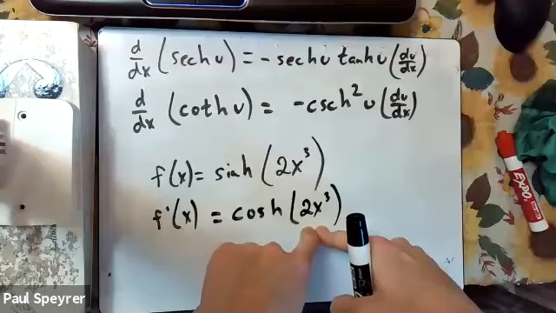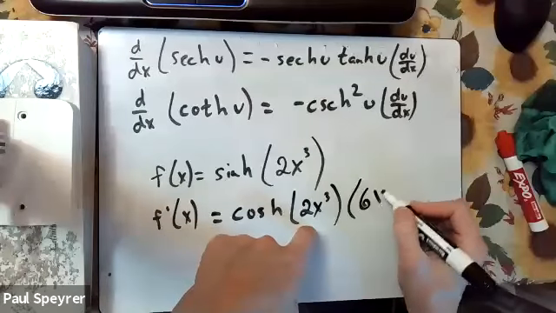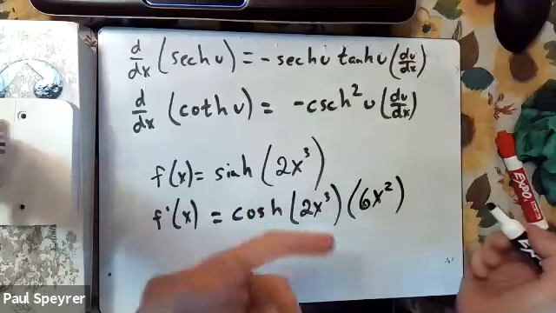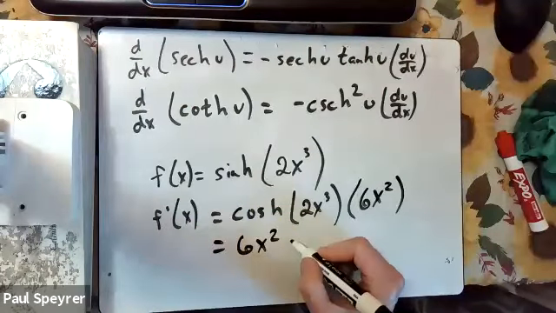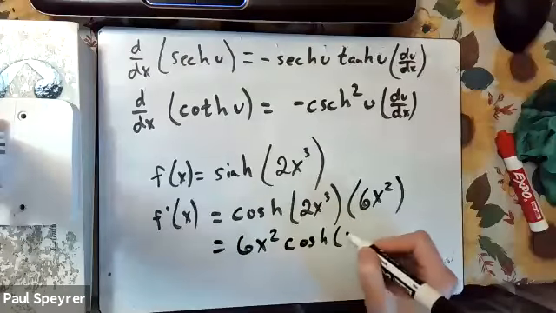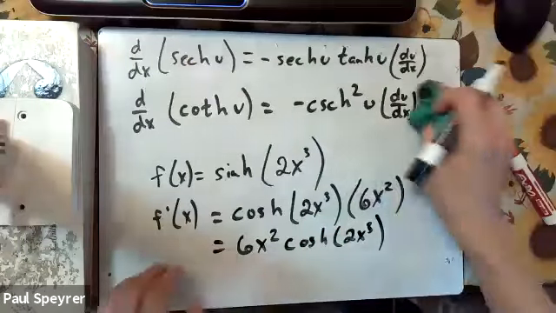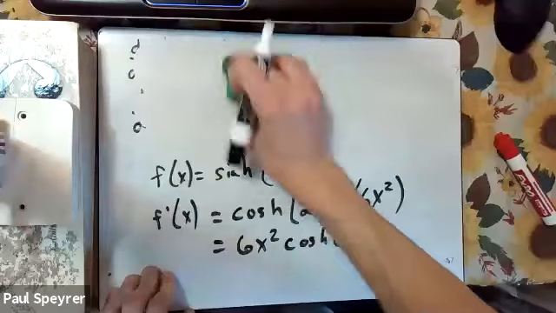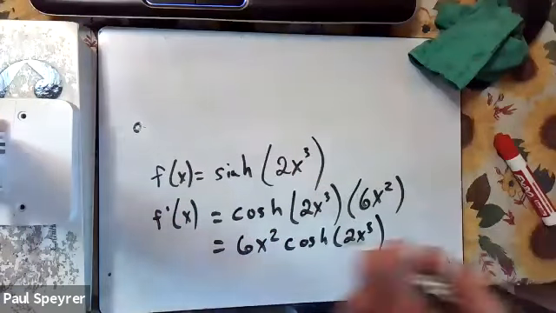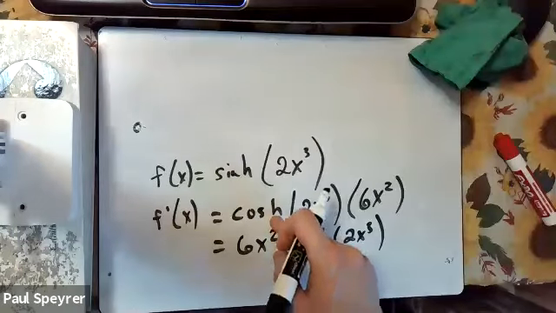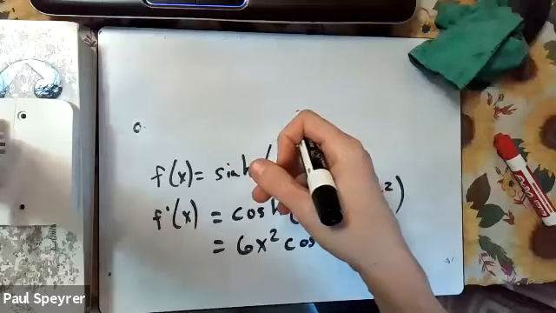Then we have to derive the inside, right? So what's the derivative of 2x cubed? It is 6x squared. So your derivative is just 6x squared, and then hyperbolic cosine of 2x cubed, like that. So very similar to how we were doing trig functions, right? It's just now you have an h slapped next to all the trig functions.